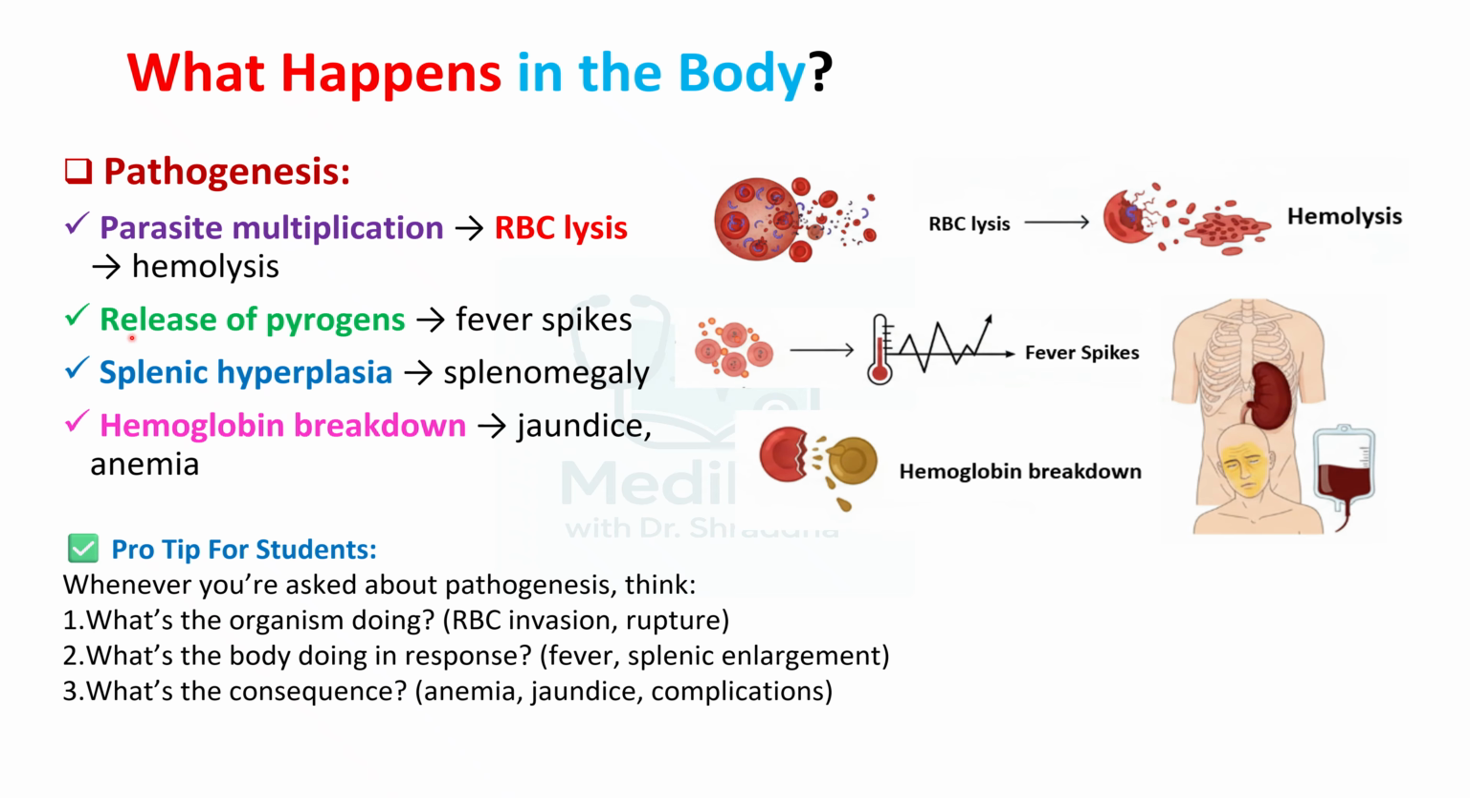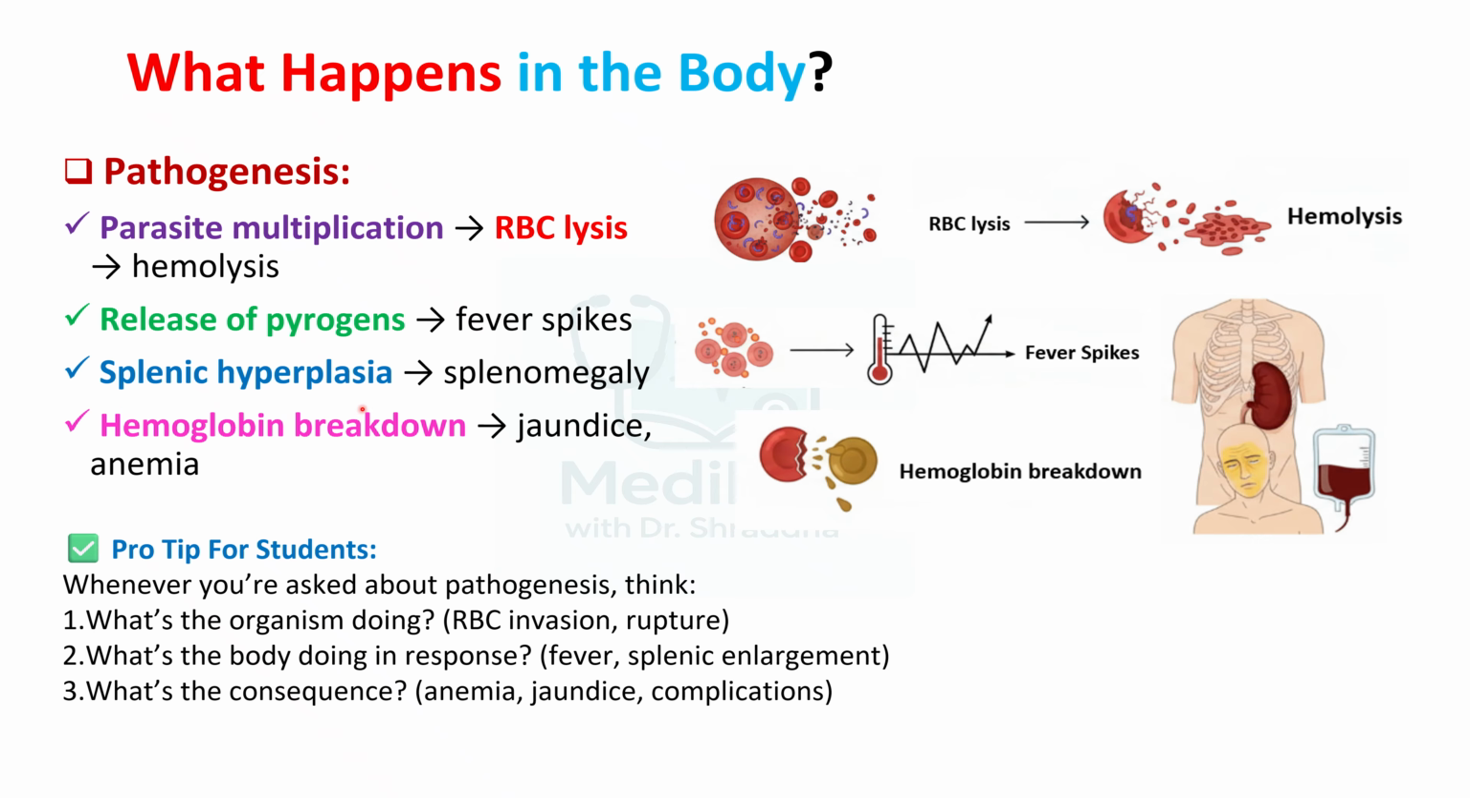Second is release of pyrogens, which causes fever spikes. When these RBCs burst, they release parasite waste products and pyrogens, which are fever causing substances. These stimulate the hypothalamus, which is the body's thermostat, leading to high fever with chills and rigors. So those malarial paroxysms, high fever, chills and sweating, are directly linked to RBC destruction.